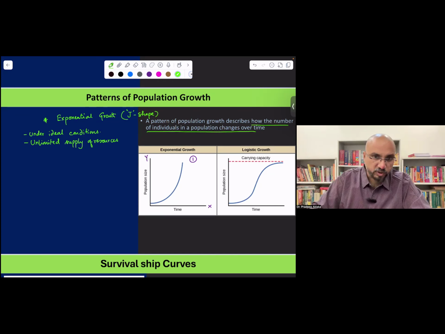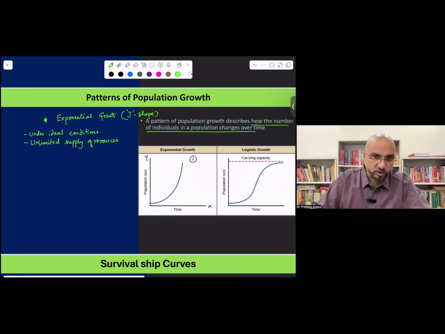But in reality, resources are never unlimited, है ना? Under ideal conditions, these are based on the assumption that resources are unlimited, but in reality resources are always limited. So population will increase significantly for a short period of time and then it suddenly crashes. Population will suddenly drop.